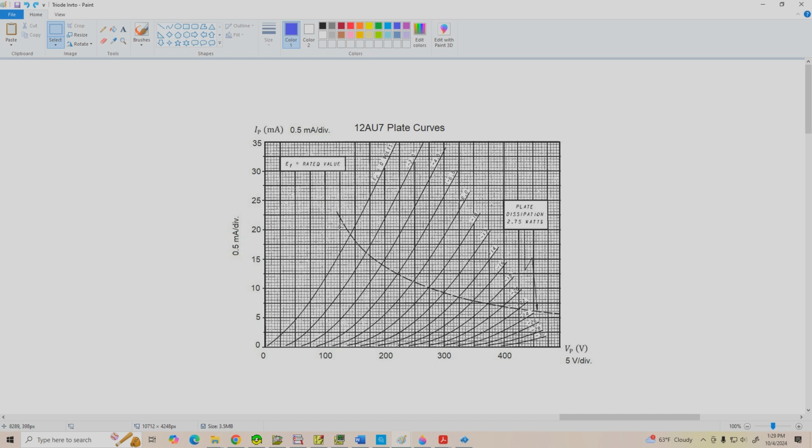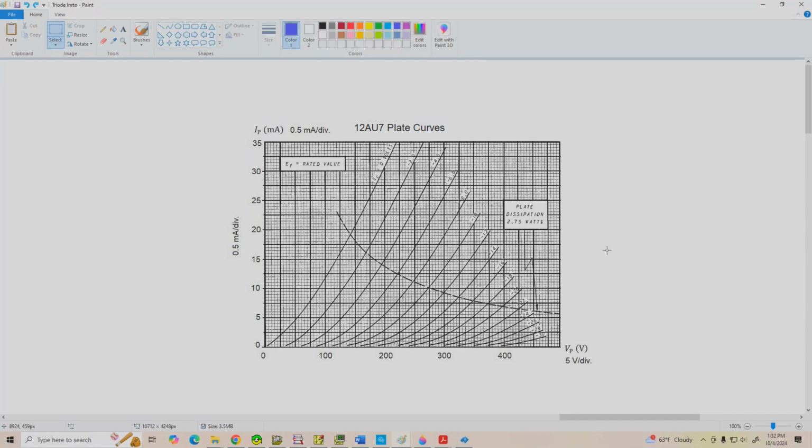And this curve that's intersecting most of the plate curves is what's called the maximum power dissipation hyperbola for the diodes. Basically, this is a graph of a constant power of 2.75 watts, which is the maximum plate dissipation for the 12AU7. We can locate our operating point anywhere underneath this curve, and our load line can extend anywhere underneath this curve as well. We don't want to operate anywhere above it. That can damage the tube.